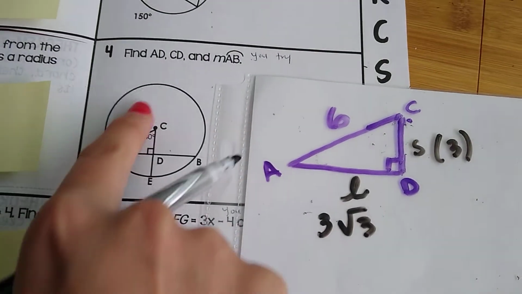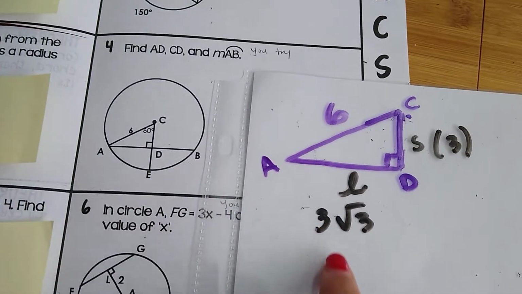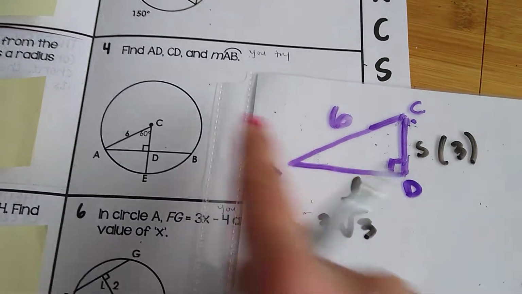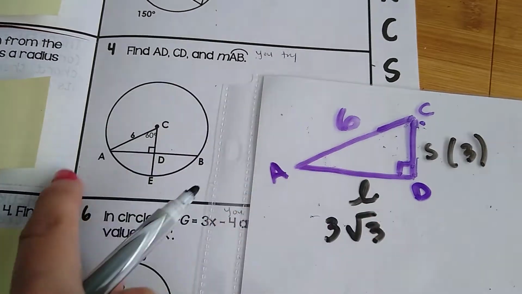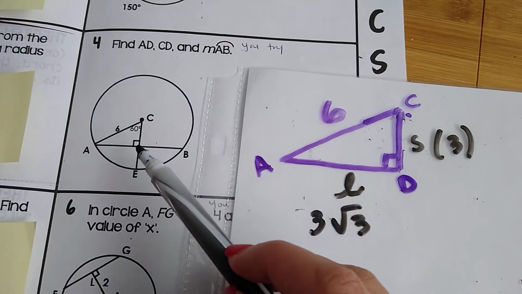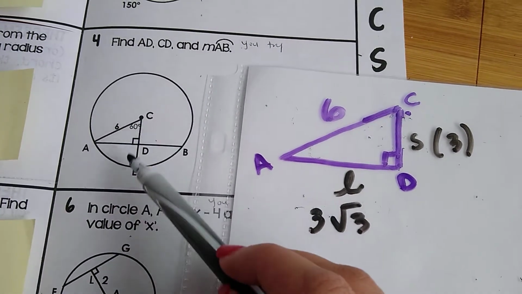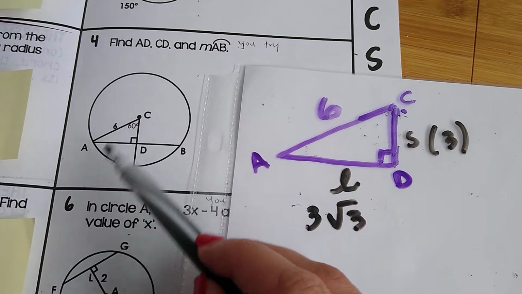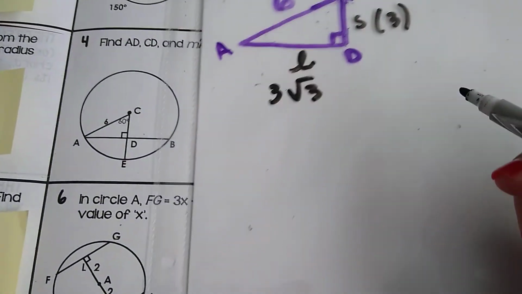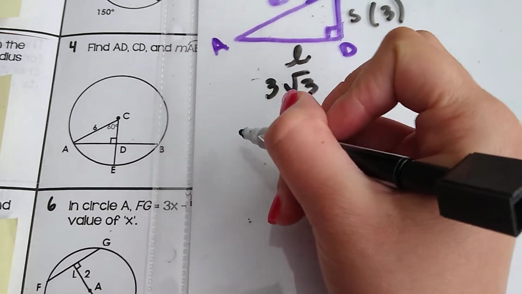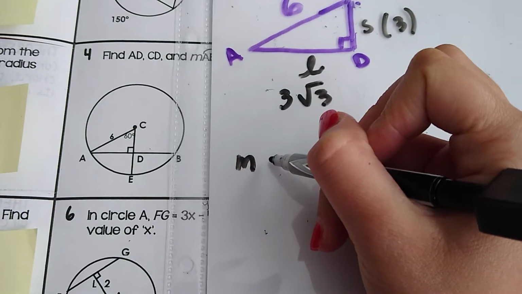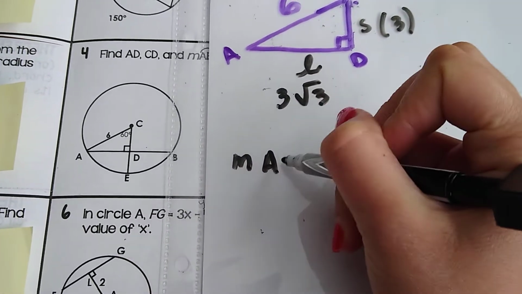So looking here, I know that AD is going to be square root of 3. CD is 3. Now they're asking me to find the measurement of arc AB. Well, if you notice, this is a central angle right here, right? So if this is 60 degrees, that means this arc AE is 60 degrees. So I'm going to go ahead and write that down. So I have measurement of arc AE.